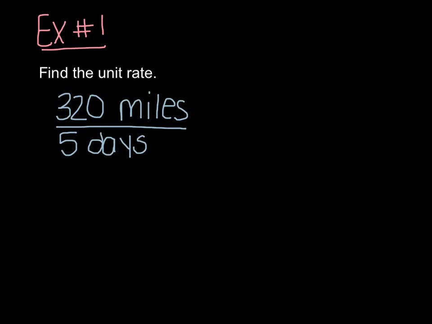Alright, example number 1, find the unit rate. And we did this in our last topic, so this should just be review. Now, 99% of the time, you are trying to get a 1 on the bottom. Because remember, when you have a unit rate, you have to always compare to 1. And usually that 1 is on the bottom. So, we need to go from 5 days to 1 day.